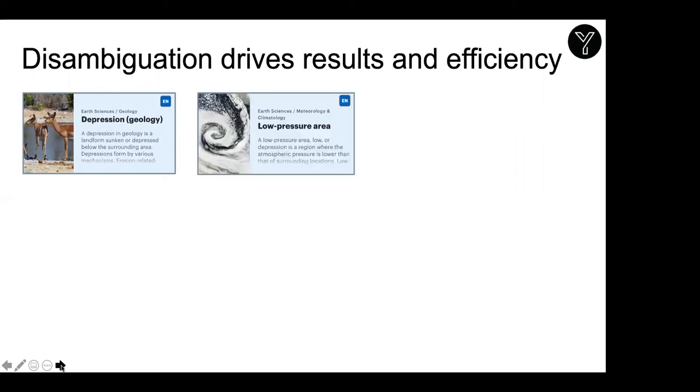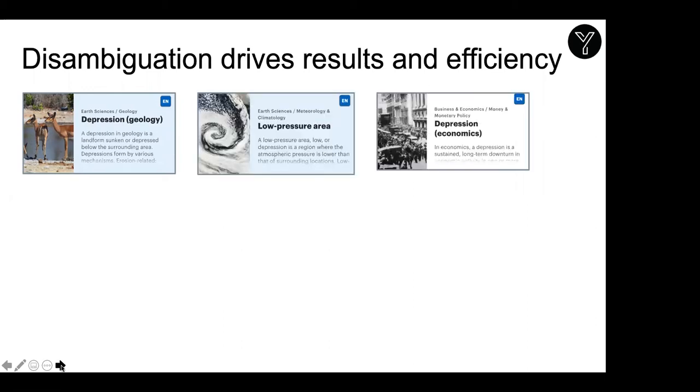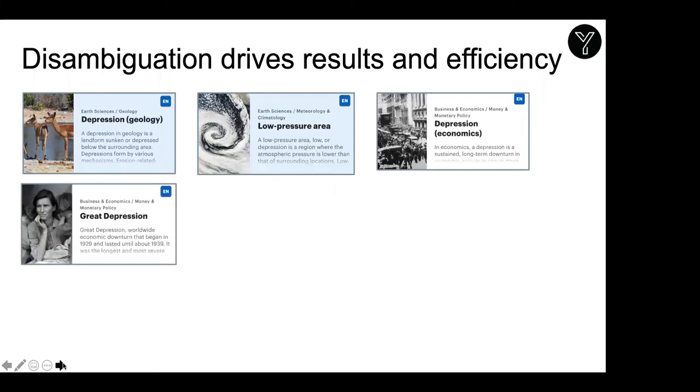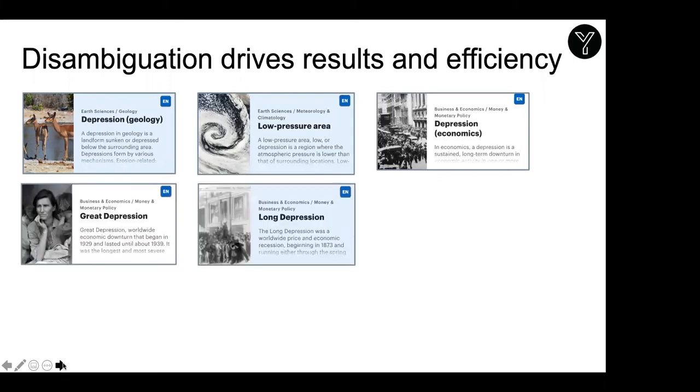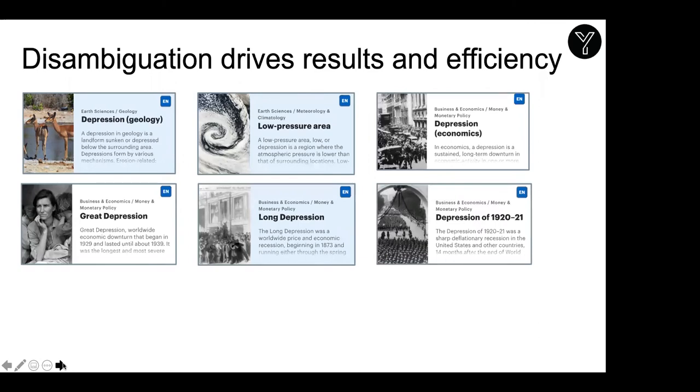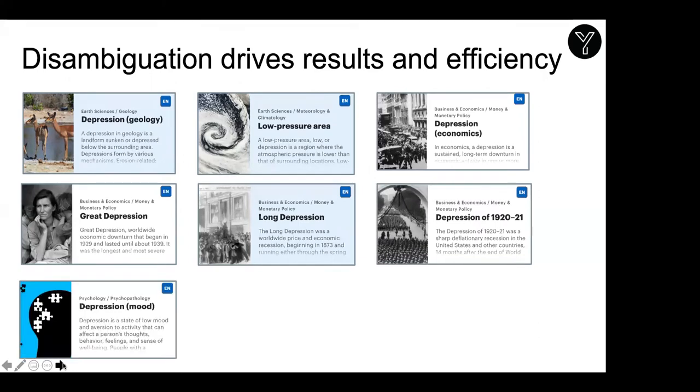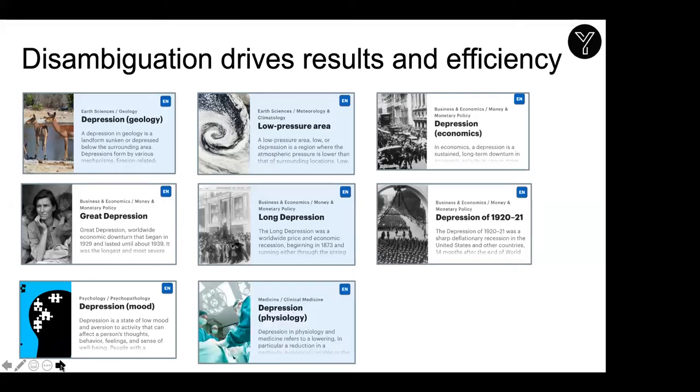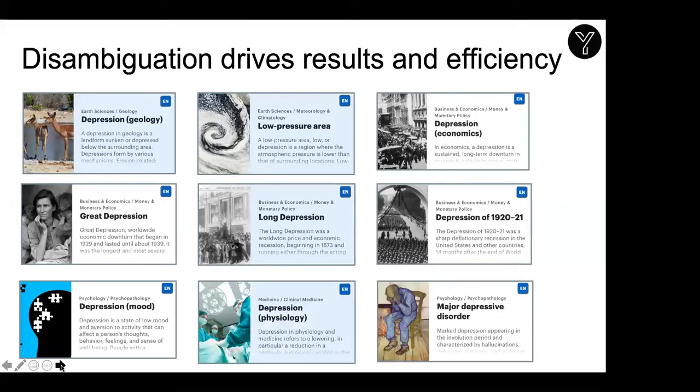You might be talking about depression in geology. You might be talking about a low pressure area. You might be talking about an economic depression. If you were talking about an economic depression, it could be the Great Depression, the Long Depression, or the Depression of 1920-21. And it could also be a totally different kind of depression, the mood, and depression, the physiology, or a major depressive disorder. Harris also touched on this briefly, but I'm looking at this from a different point of view. If you did have depression as a keyword in your backlist, how would you actually know? You might be able to determine which kind of depression it was through some sort of blend of looking at the hierarchy.